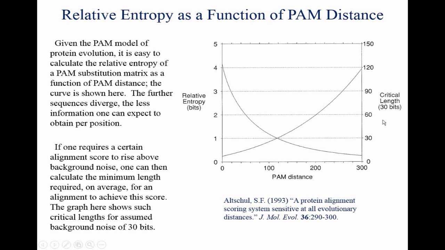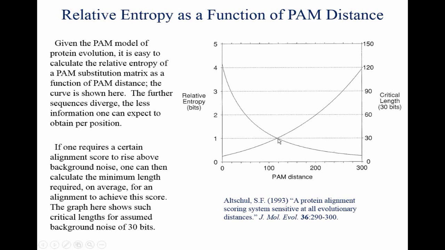So if one needs 30 bits to rise above background noise, and one knows on average how much information you get per position, you can calculate how long an alignment needs to be in order, on average, to get above this background noise. I simply divide the relative entropy into 30. So on this axis here, I am giving the critical length, assuming 30 bits, the length in residues, by simply dividing the relative entropy into 30.